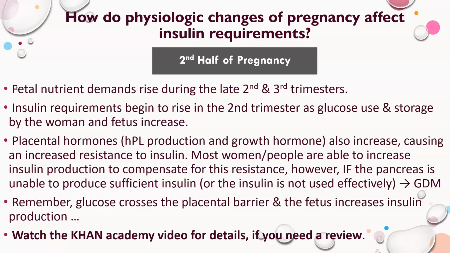Insulin requirements also begin to rise during that second trimester, so there's more glucose use, more storage, and use of glucose increases. Placental hormones, so HPL production and growth hormone in particular, are also increasing because we have this placenta and this growing fetus, and this can cause an increased resistance to insulin. Most people are able to increase their insulin production to compensate for this resistance. However, if the pancreas isn't functioning properly and isn't able to produce sufficient insulin, or if the insulin isn't used effectively in the body, then we end up with gestational diabetes.